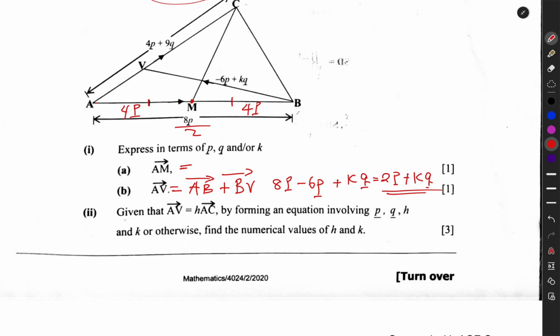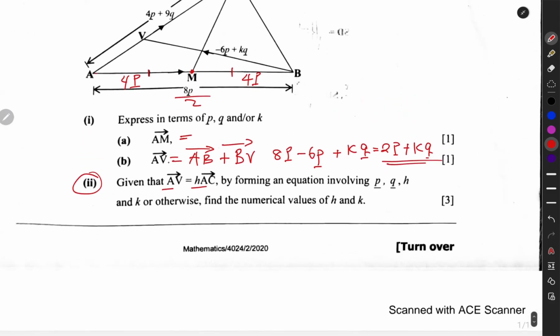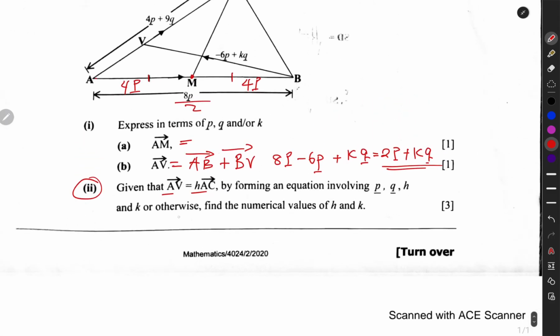Then now the question that is Roman numeral 2: given that AV, which is the one that we found, is equal to H AC, by forming an equation involving P, Q, H, and K, or otherwise, find the numerical value of H. Let's try this one out. So we are saying vector AV is equal to H AC.